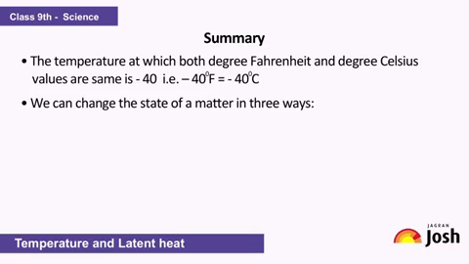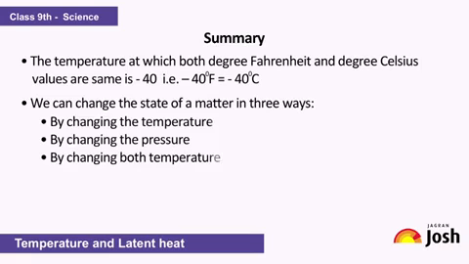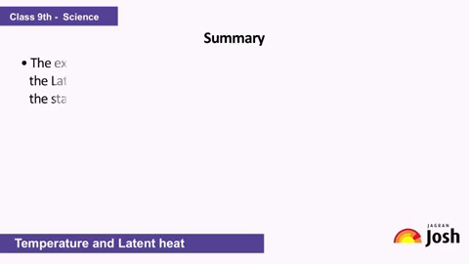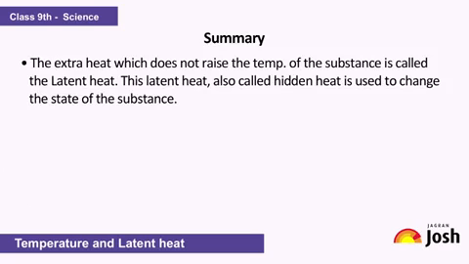We can change the state of matter in three ways: by changing the temperature, by changing the pressure, by changing both temperature and pressure. The temperature at which a liquid starts boiling and changes into gas at atmospheric pressure is called the boiling point of the liquid. The extra heat which does not raise the temperature of a substance is called the latent heat. This latent heat, also called hidden heat, is used to change the state of the substance.